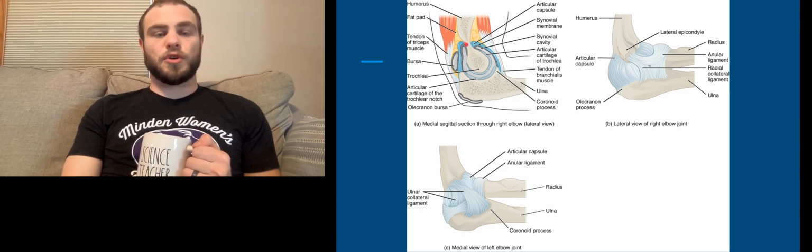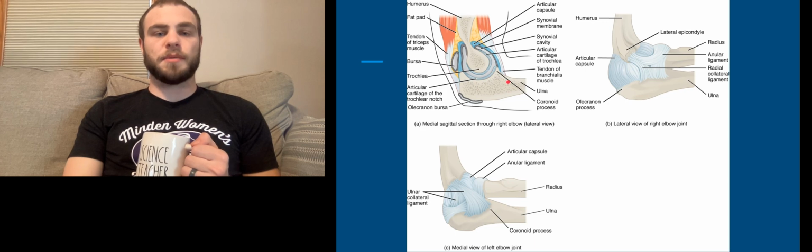Some other things, you do have bursae in your elbow joint. You can see here, this is the humerus, kind of cut a little weird here to be able to show this. Here is our coronoid process. Here, this is going to be your ulna. You can see that U shape that's going to be giving rise to the elbow joint.